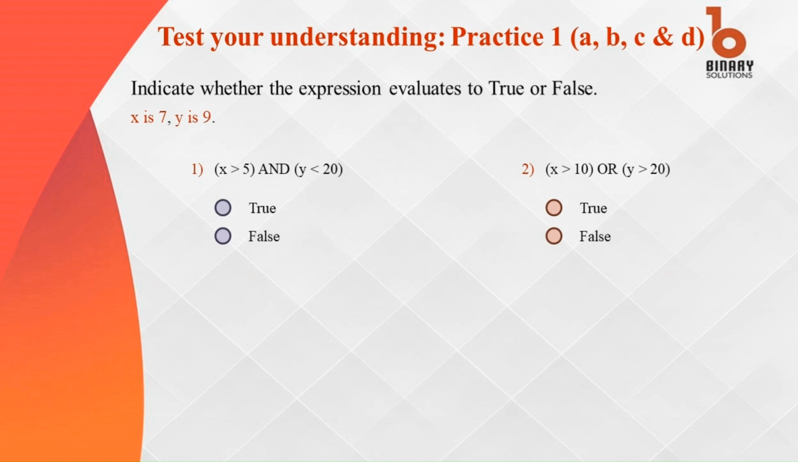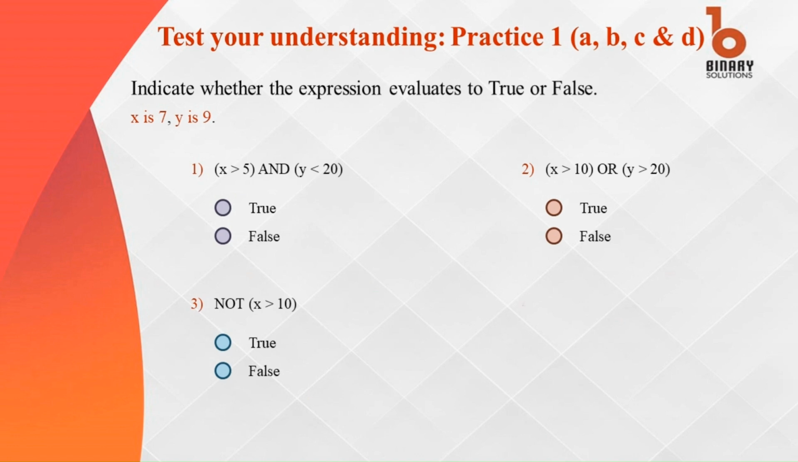Here's the third challenge. In this question, we've got x is 7, and we're applying the not operator to the condition, x > 10. Remember, not flips the result. So, what will it be? Will it evaluate to true or false?